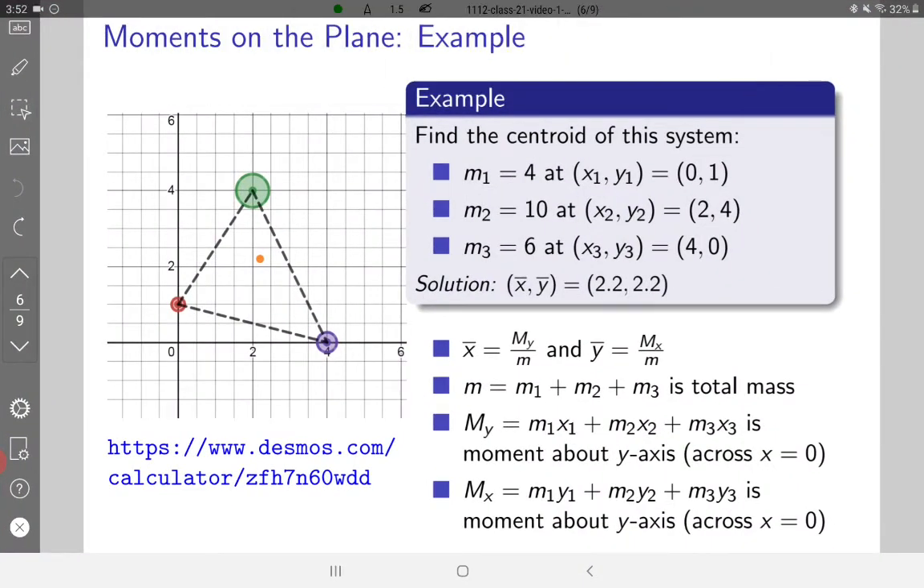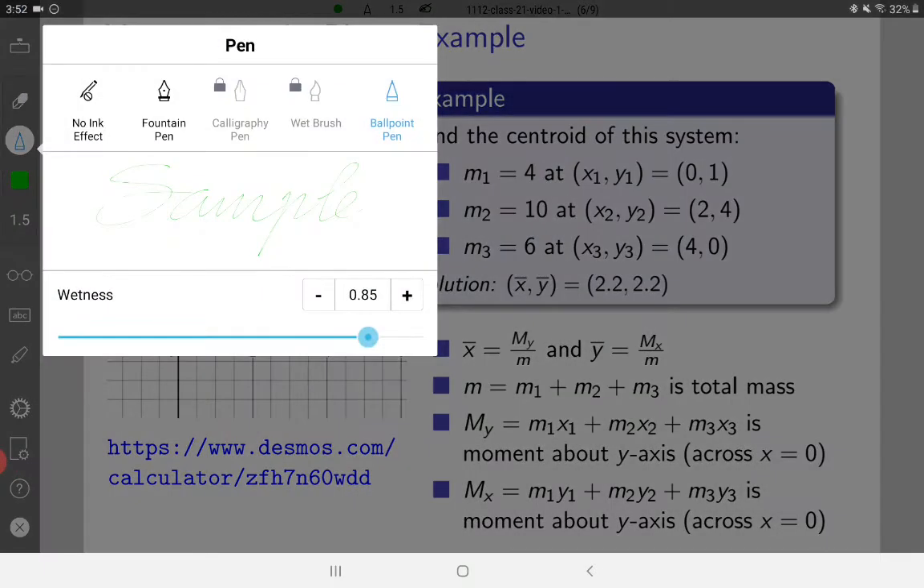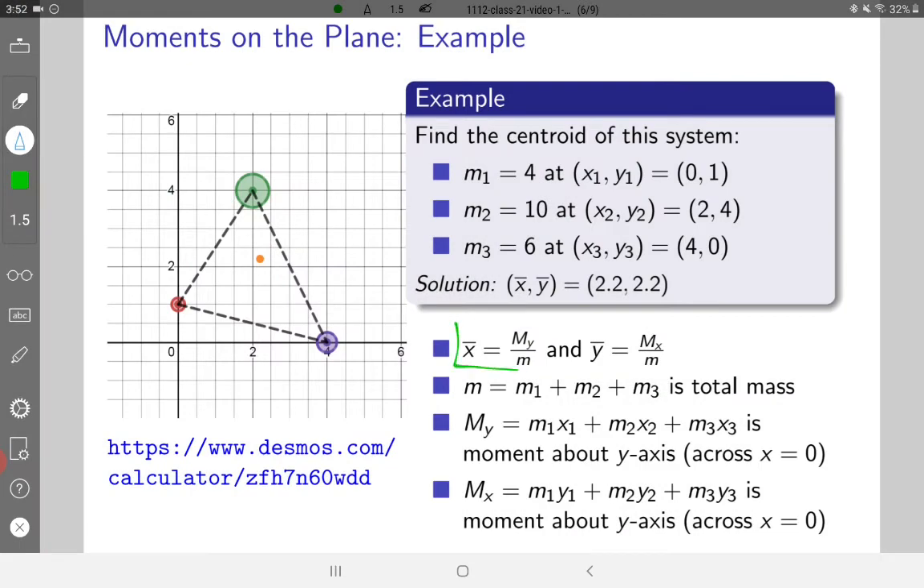So let's apply the formulas that we were just looking at. That's what's in the box here that I'm about to draw. Remember that little m is the total mass, so that's going to be 4 plus 10 plus 6, that's going to be 20. The total moment about the y-axis, or across x equals 0, that's why I'm using the y subscript there, that's going to be based on the x-coordinates.